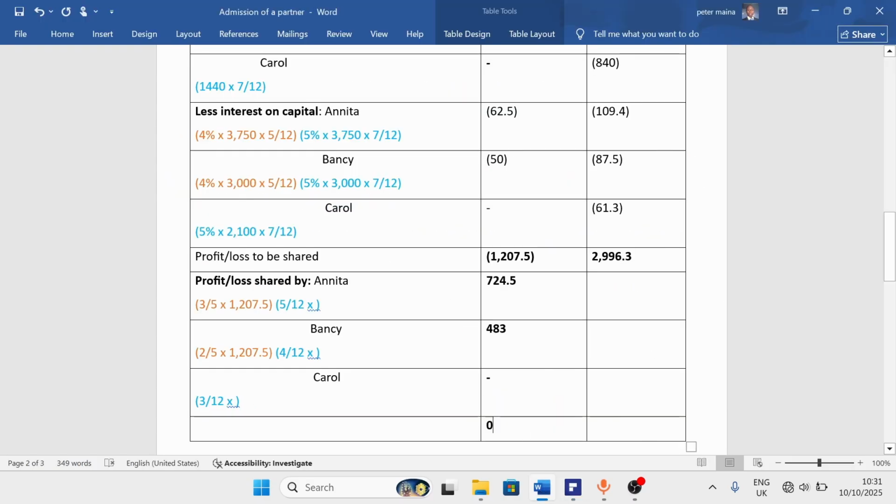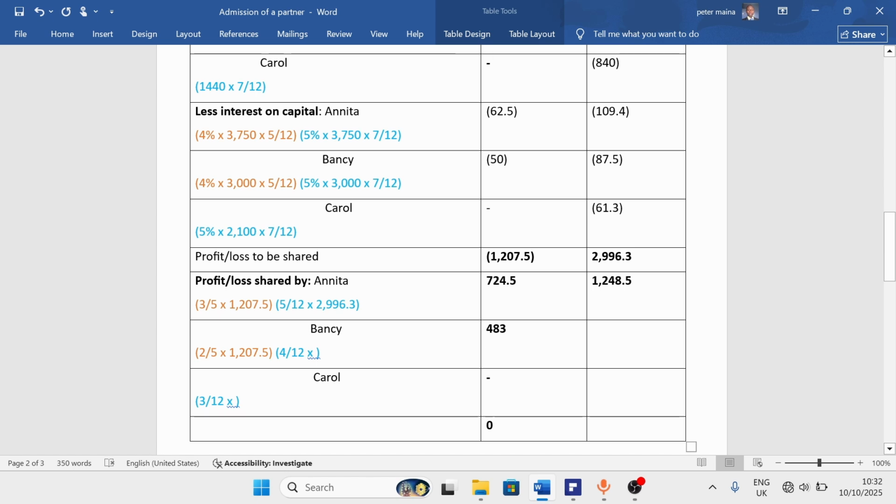So 5/12 we multiply by the profit for the second period, which was 2996.3. So let us calculate that. 5 divided by 12 times 2996.3 gives us 1248.5.